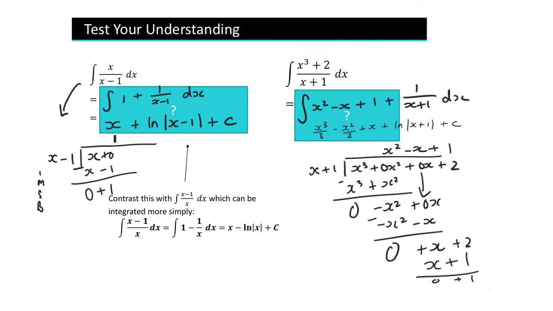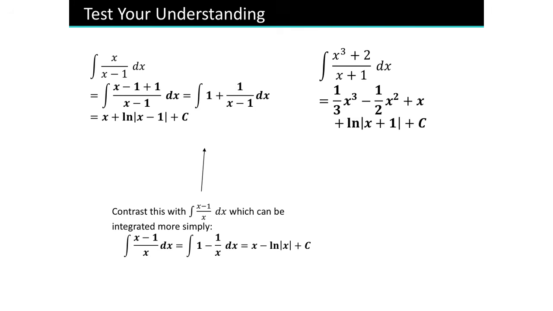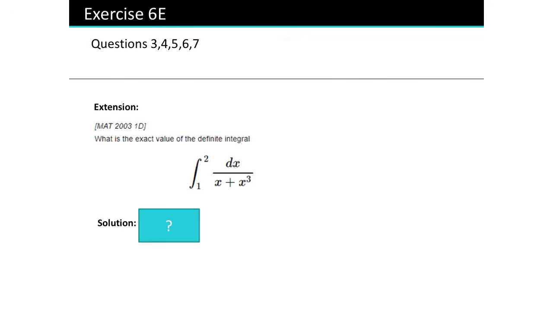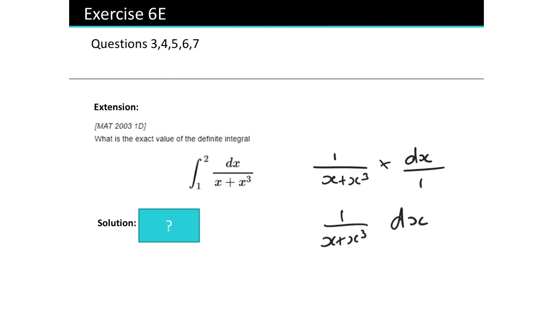Okay. So this is the end of 6E partial fractions. There is a bit of an extension question here, which is quite nice. I'm just going to give you a clue. All they've done with this, and you might be thinking, why have they written dx like this? Guys, remember, 1 over x plus x cubed multiplied by dx over 1. Okay, it's just another way of writing 1 over x plus x cubed with respect to x. Okay, so please, always think simple, yeah? Maybe give that a go.